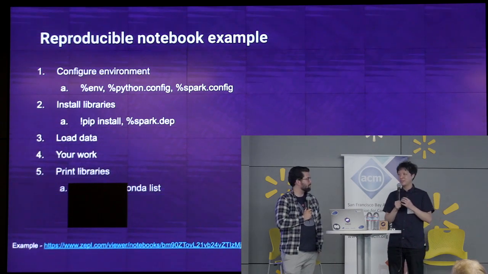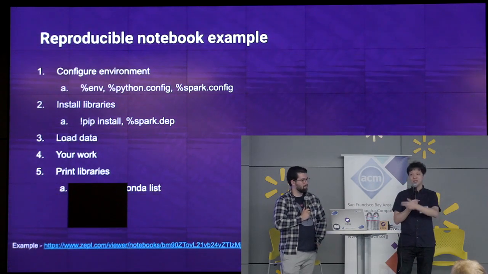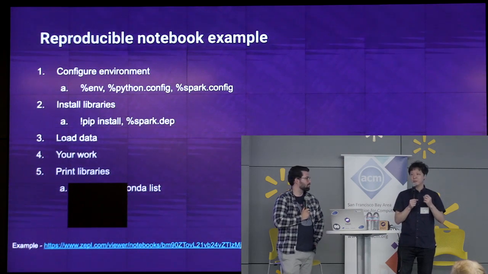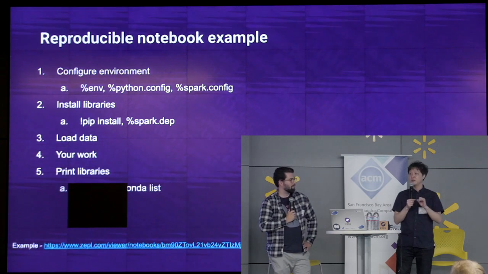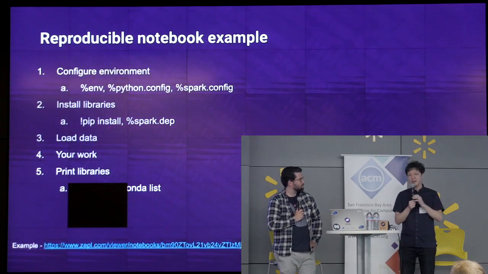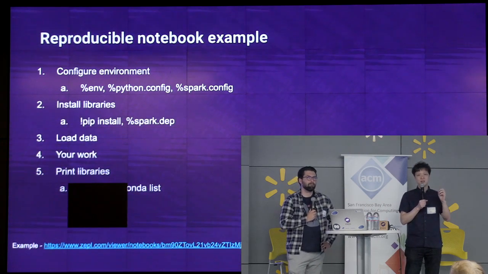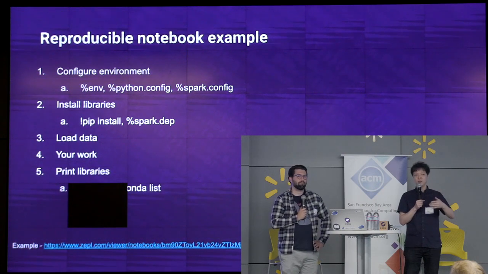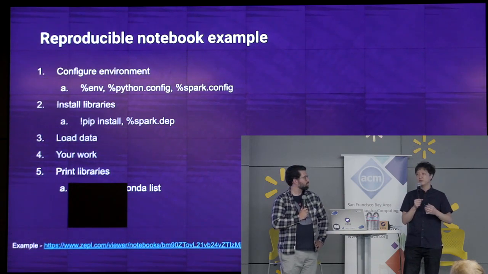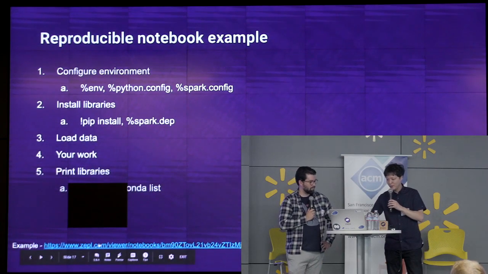I propose a common practice for the data science notebook. Data science notebooks nowadays, whether Jupyter or Zeppelin or any other notebook, have the capability of inline configuration and inline installation of libraries. So there is no reason not to leverage that. In the notebook, we can embed the environment configuration that we need and list what libraries we need, and then we can start our work. And in the end, for documentation purposes, we can just print the versions of libraries or environments that we depend on. So I created one example here.